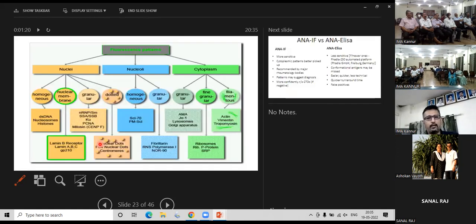This is just a table showing the various patterns that you see with ANA, and from these patterns we are able to guess which antibodies are possibly positive. This was more important previously when the ANA profile was a little hard to do and more costly. But now, with the easy access to ANA profile, the patterns are more of a rheumatologist's interest rather than of clinical utility.